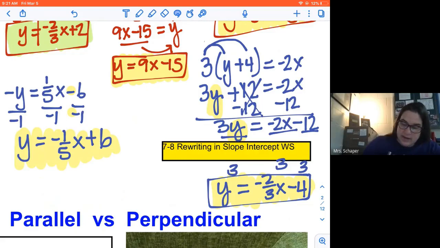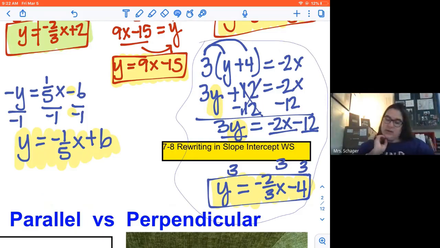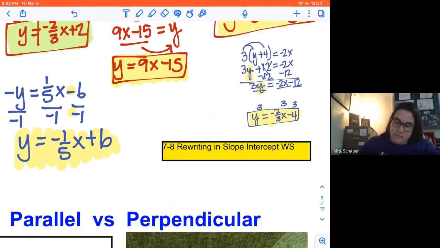Right? So your task for today is to go through and work on the 7-8 assignment. It's rewriting slope-intercept form.